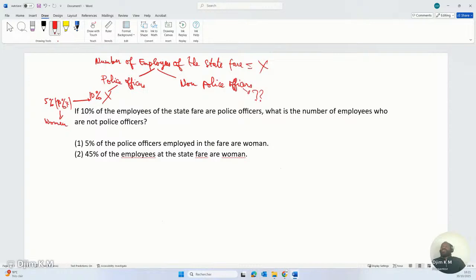But it does not give us enough information about those employees that are not police officers. So definitely we need to find the total number of employees in order to determine the rest that are not police officers, because we already have the 10%. That means that 90% of the employees here are not police officers. So the first condition is not sufficient.